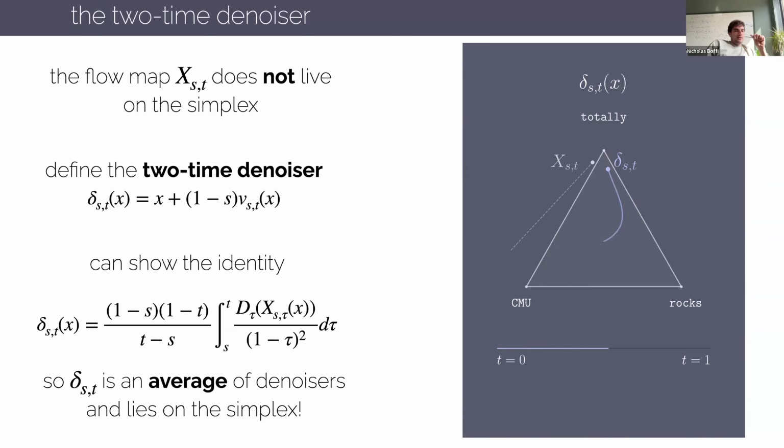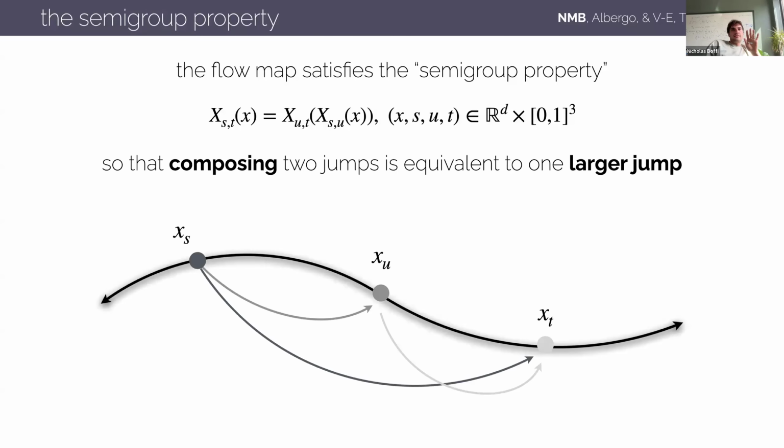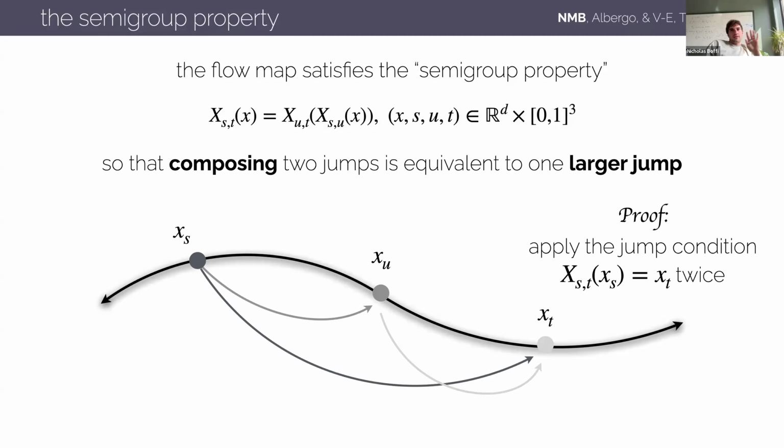Okay, so we need to figure out how to actually use this delta st to learn the flow map. What we're going to do is go back and forth between properties of delta and properties of the flow map itself. So the first thing I want to point out is that the flow map satisfies a semigroup property, meaning if I compose it, it's equal to the flow map evaluated at two different times. Geometrically, this says that taking two jumps is equivalent to taking one larger jump. The proof is simple. I just apply the jump condition twice. So I jump from S to U, and then I jump from U to T, and that's the same as jumping from S to T.